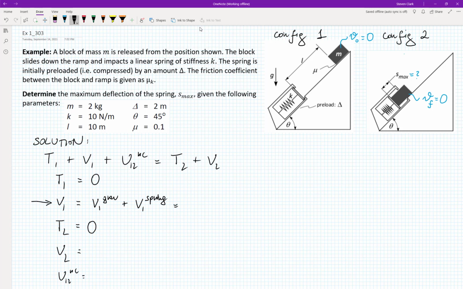What is V1 grav? It's mg times elevation. But before figuring out the elevation of our body, I must introduce a datum in our picture. I would like to place my datum here. This will be my datum. I think that VF is in my way, so I will move it somewhere. I want to move you here. So this will be our datum.